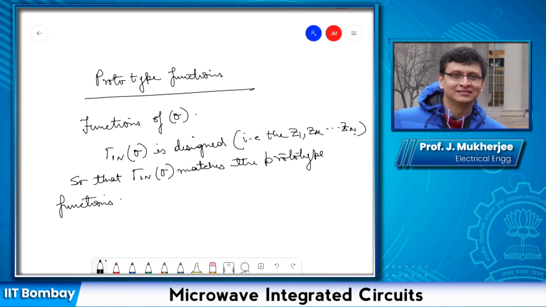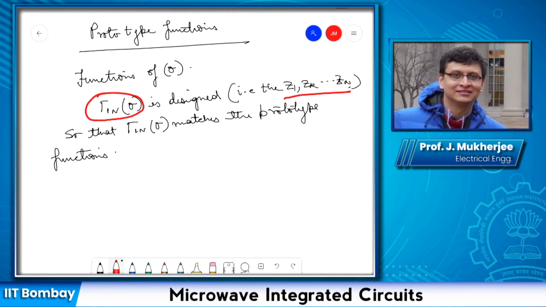So that is what prototype functions are. We will adjust the values of z1, z2 till zn such that the gamma in theta that we obtain matches the prototype function. If it is not clear what I meant just now, let me show you by discussing the actual prototype functions. So the first prototype function that we are going to discuss is the maximally flat or binomial.